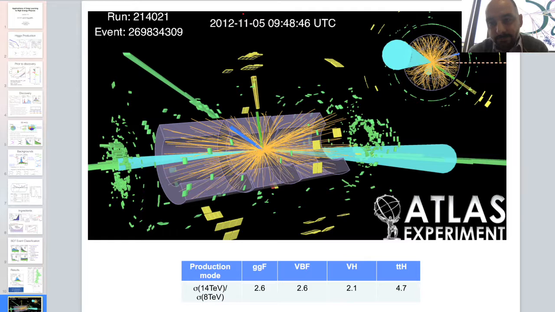And then on the other side, you can look and you can see that here you have something that had a lot of electromagnetic activity. And that corresponds to likely an electron. Okay, so that's the event display.